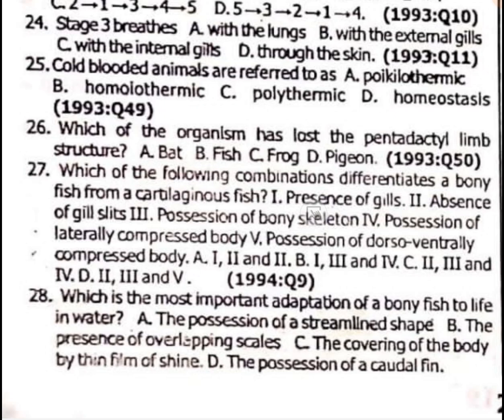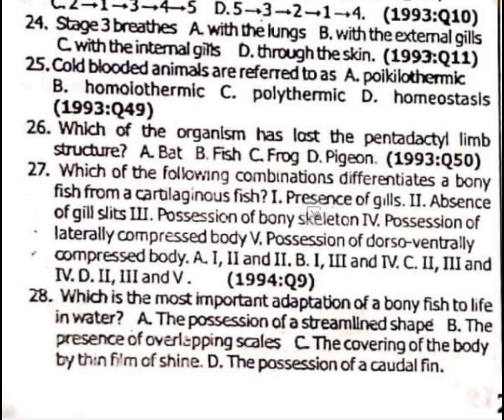Number 4, presence of gill covers. Hence, gill slit is not visible in bony fish. Number 5, mouth is terminal. Number 6, fertilization is external. And number 7, laterally flattened body.